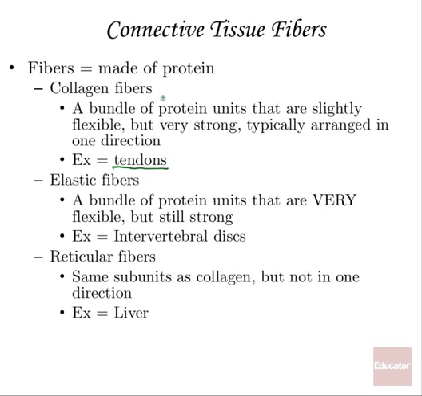So collagen fibers, not just tendons and ligaments. Collagen's found all throughout your skin. It's in your bones. It's all over the body. Very important. Elastic fibers is another example of a connective tissue fiber. This is not quite as strong, but a lot more flexible. A bundle of protein units that are very flexible, elastic. I mean, it says it right there. But it's still strong, of course, just not quite as strong as collagen. An example is intervertebral discs.